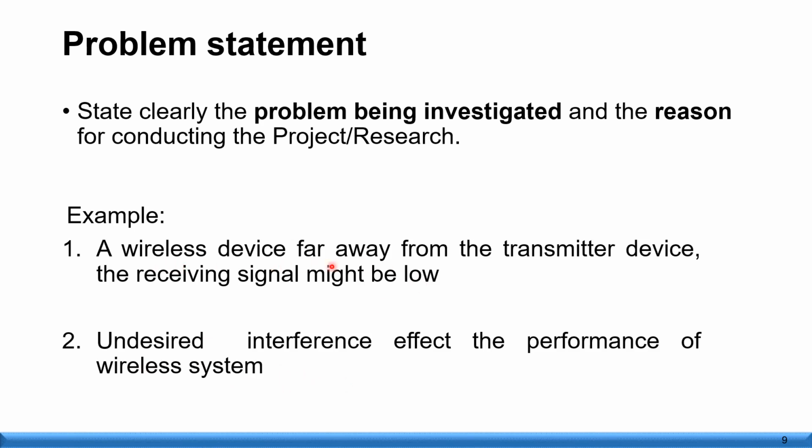If your device is very far away from the transmitter, your receiving signal will be very low. So how to solve it? And another problem is undesired interference, which affects the performance of your wireless system. So how are you going to solve it? This is an example of your problem statement.